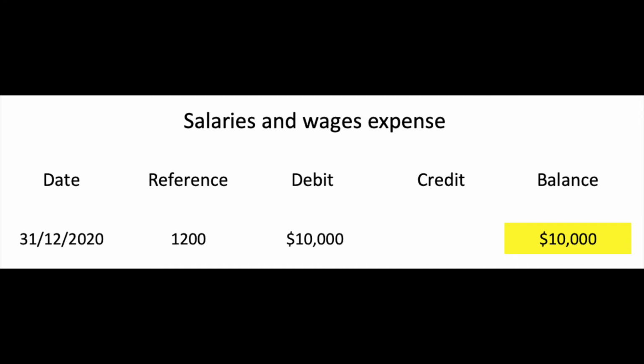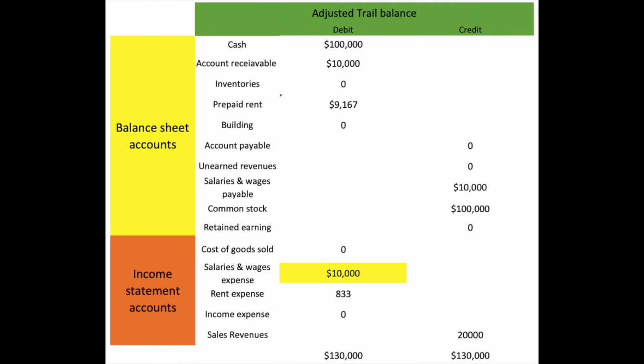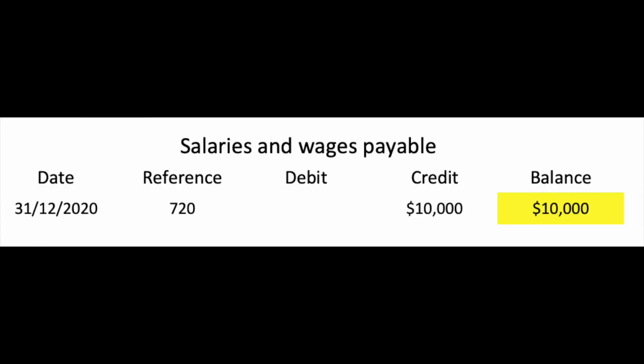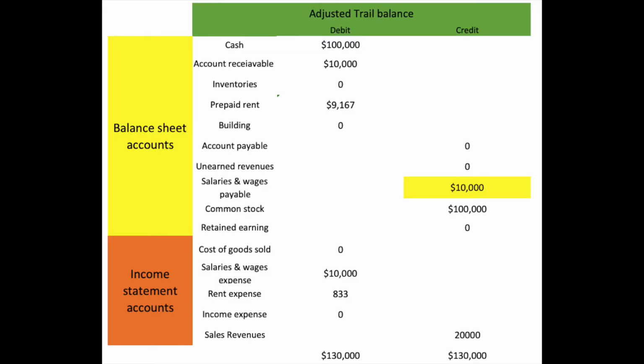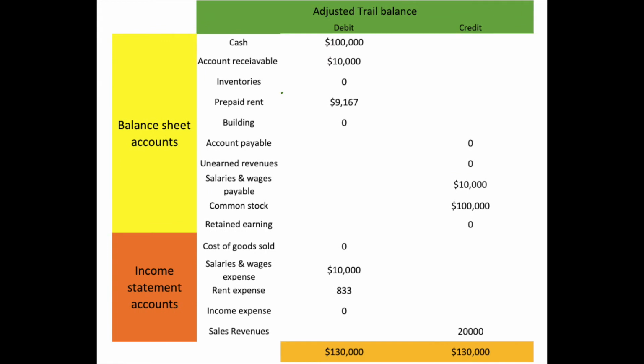6. $10,000 of salaries and wages expense in account number 1200 is transferred to trial balance. $10,000 of salaries and wages payable in account number 720 is transferred to trial balance. 7. Total debit side equals total credit side.